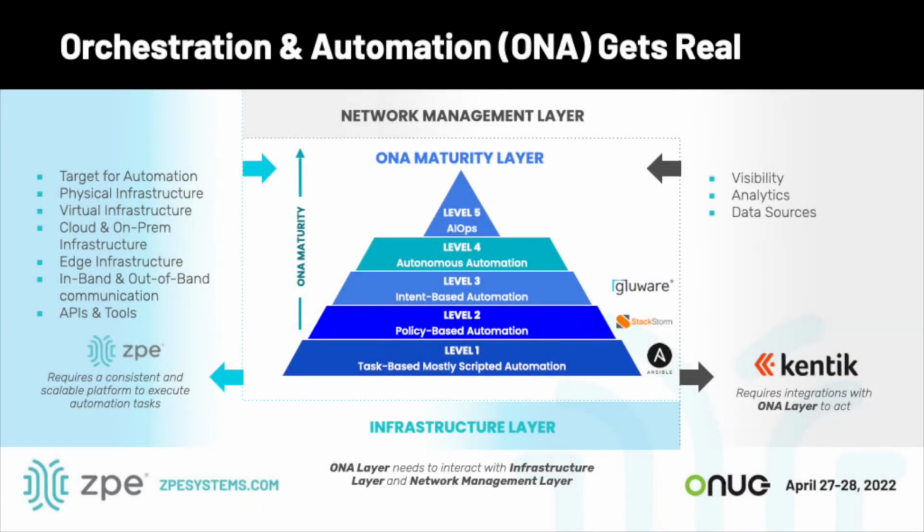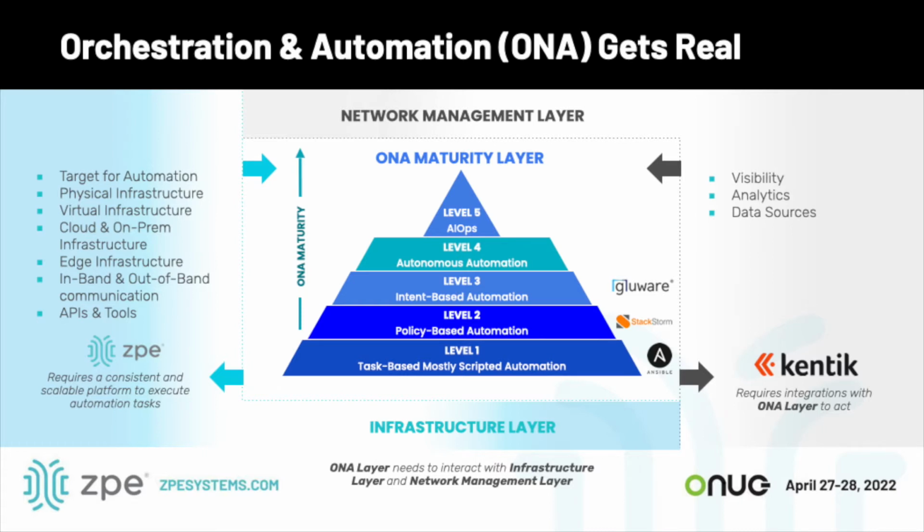Now, let's take a look at how you can actually implement an automation solution which is based around the maturity level provided by our ONUG working group. If you look at the maturity level, there are many different ways of how you can achieve automation, starting with a very basic level 1, which is task-based automation, all the way up at some point to AIOps automation. The ONA layer, though, is dependent on the network management layer to provide it with insight into what is currently happening in your environment, in your infrastructure.